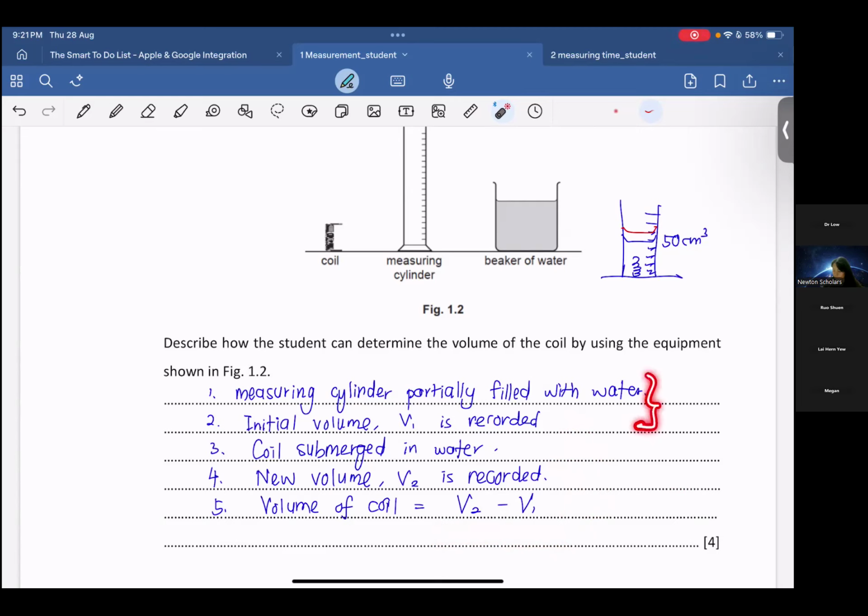Okay, in the answer scheme, these two give 1 mark. Then the rest is 1 mark, 1 mark, and 1 mark. 4 marks. If they're asking you to find the density of the coil, for the volume, this is the part. Then for mass, you say measure the mass of the coil using a balance. Then number 6, you say calculate the density by using the formula mass divided by volume. Okay, so if they're asking you how to determine the density of the coil, basically the structure is like this. Just the first sentence you add measure the mass of the coil using a balance. Then the last sentence you add calculate the density by using mass divided by volume. Okay, done?